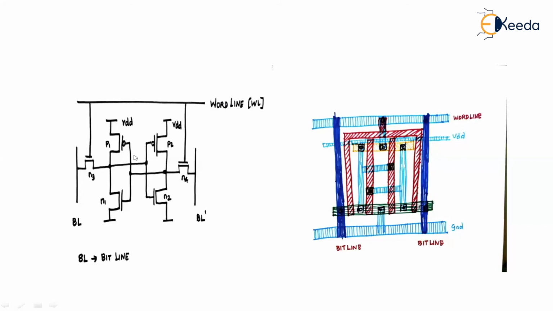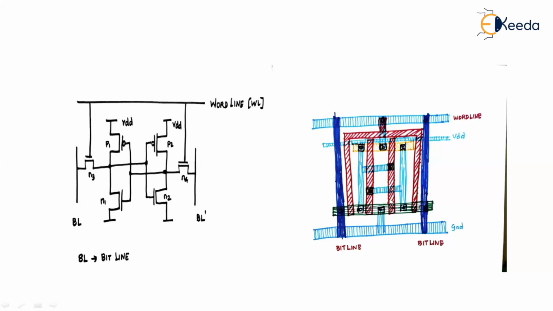See here, my P1 and N1's gates are connected. That is why both the polysilicon of N diffusion and P diffusion are connected. Which means my P1 and N1 have been completed. Now again, P2 and N2. The gates of P2 and N2 must be shorted. So here the gates of P2 as well as N2 are shorted. A polysilicon has been drawn directly, connecting my N diffusion and P diffusion.